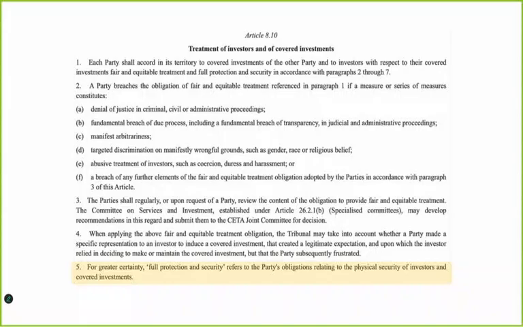So this is a reaction of those countries that want to limit the scope of full protection and security, want to avoid having tribunals creating an equivalence between FET and full protection and security. And so they make it very clear. A tribunal could not argue with an article like this that full protection and security goes beyond physical security. So you see a pattern, right?